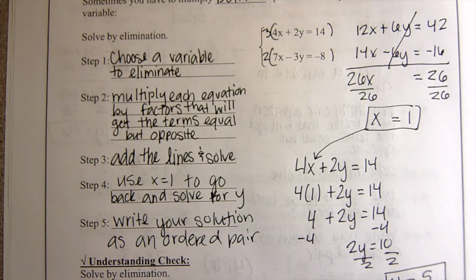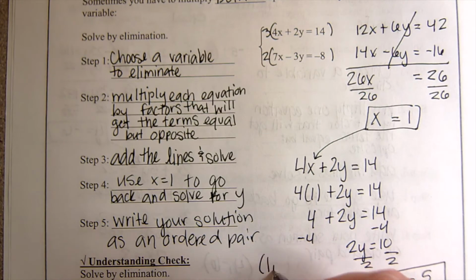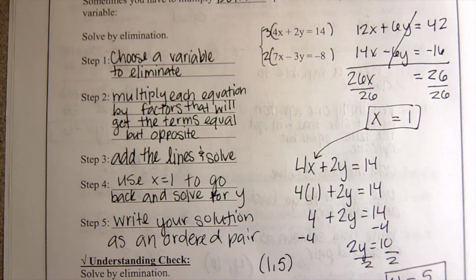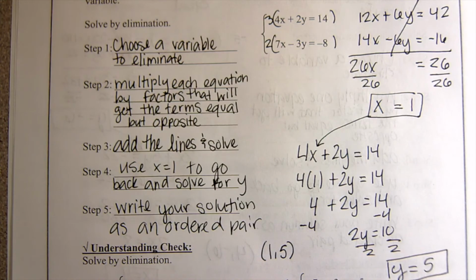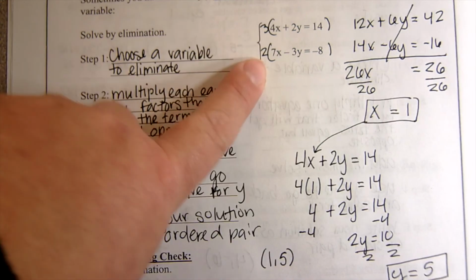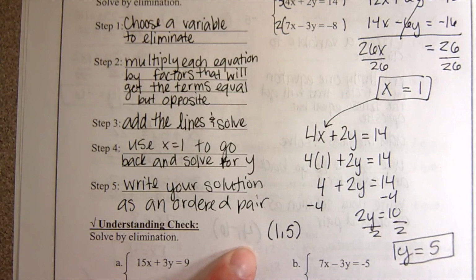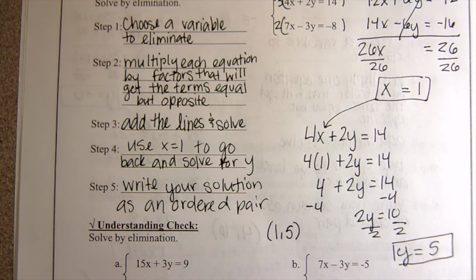What is my solution here? 1, 5. All right, so let's think back for a second. If I graph both of these lines, where would they cross? 1, 5. This is the same thing. I could solve this by graphing both of these equations. They would cross at 1, 5. So remember, this is just another method.